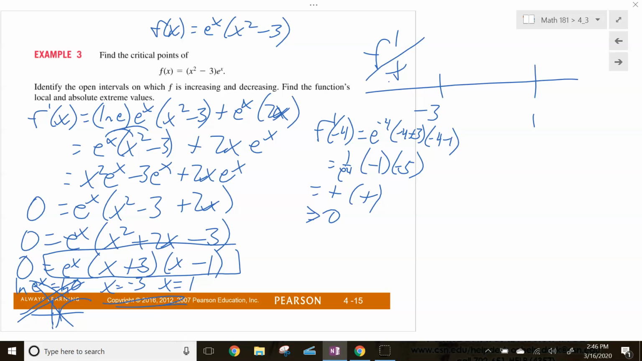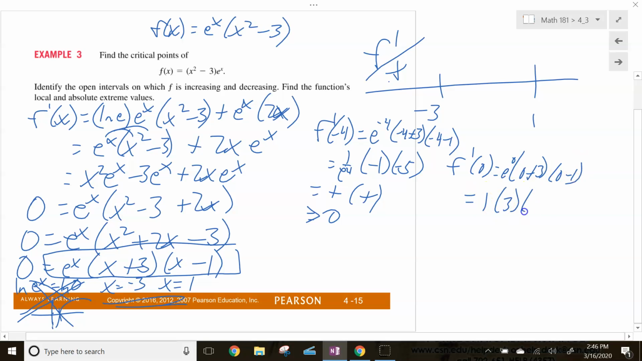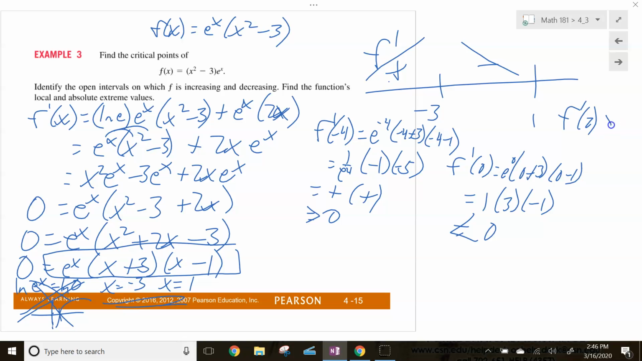I'm going to throw in something in between negative 3 and 1, like 0. So I got e to the 0, 0 plus 3, 0 minus 1. Anything to the 0 power is 1. It looks like this ends up being negative, or decreases. I'll throw in 2 over here, and I got e squared times 2 plus 3 times 2 minus 1, and I got positive here. Increasing. So increasing, decreasing, increasing.